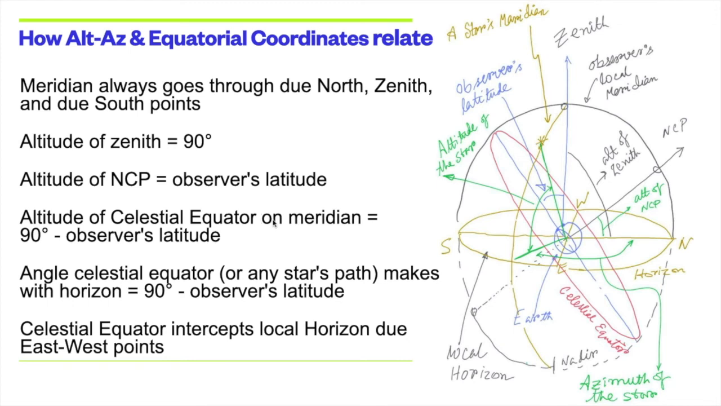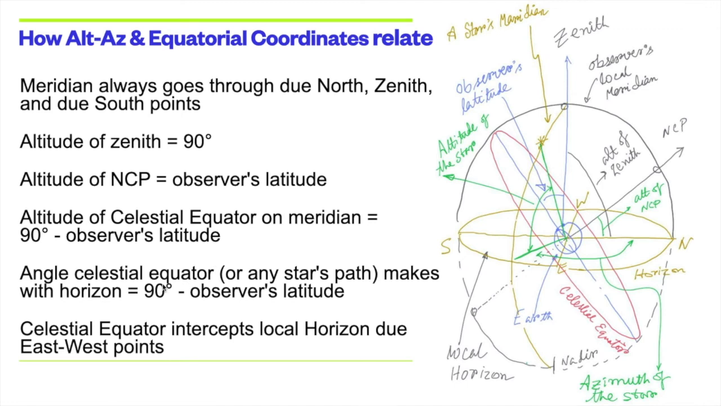This same fact can be written in another way: the altitude of the celestial equator on the meridian, that is the point where the celestial equator cuts the observer's local meridian, right? The observer's local meridian is given by this line and the equator cuts it at this point. That point's altitude will be this angle, the angle measured from the horizon. Now since we already know this angle is basically the observer's latitude, and this whole angle is 90 degrees, therefore 90 minus the observer's latitude will be the altitude of the celestial equator on the meridian.